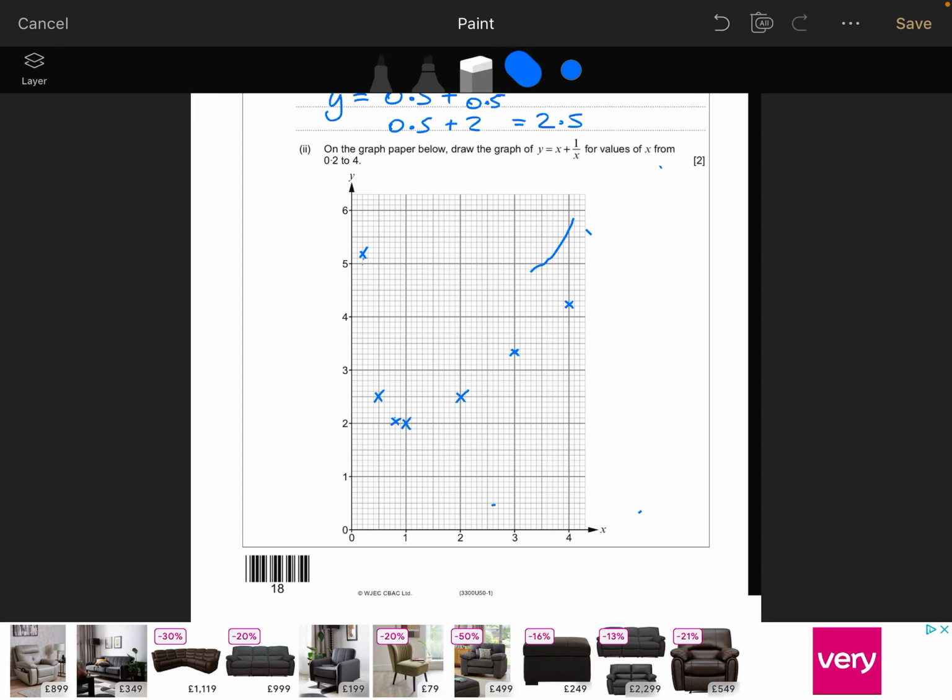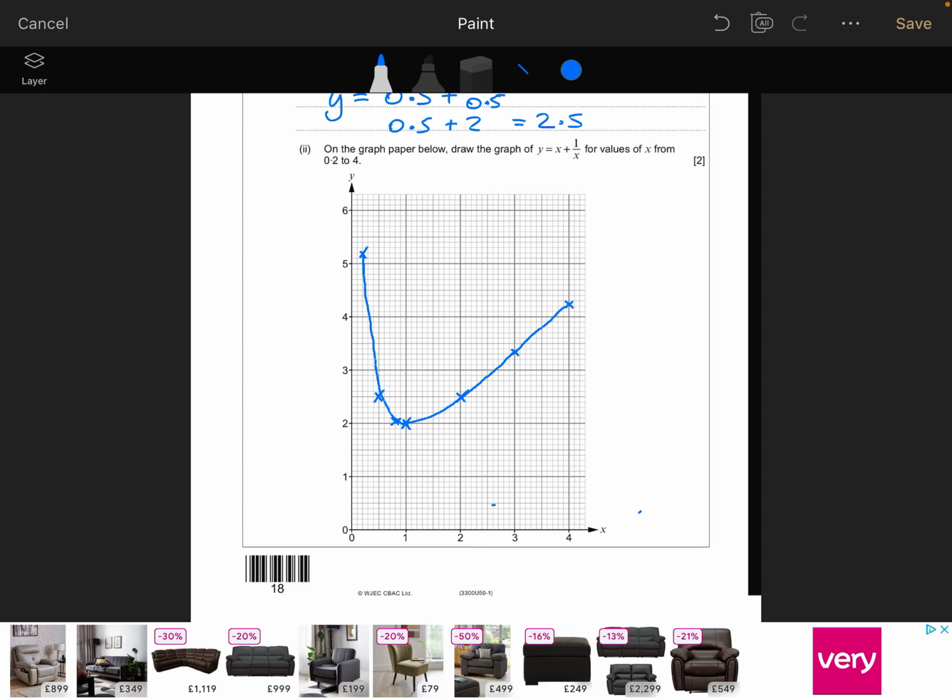So I'll just scrub out the bits that are not there. Now it does say draw the graph. So whilst I've plotted the points, I haven't actually drawn the graph yet. So I need to carefully sketch in a curve. Now it's really important, difficult to do, but you've got to make sure you don't actually draw straight lines. Your line should go through all the points that you're given, every single point.